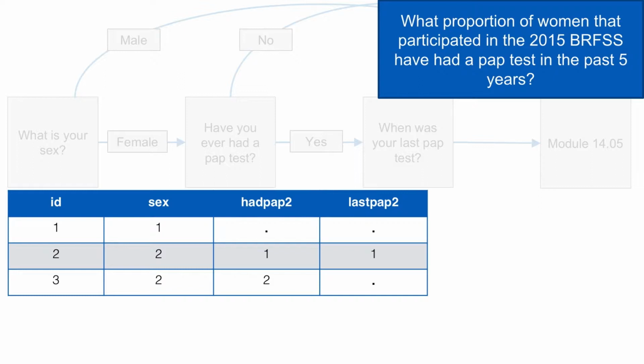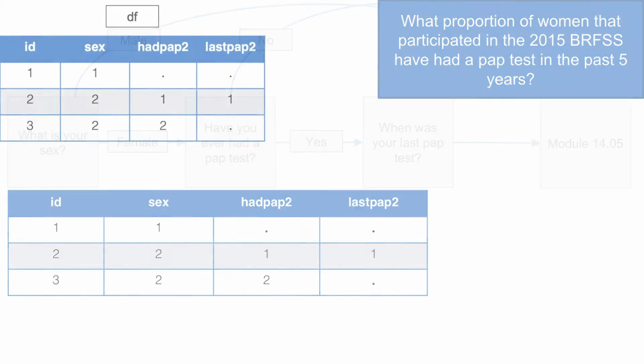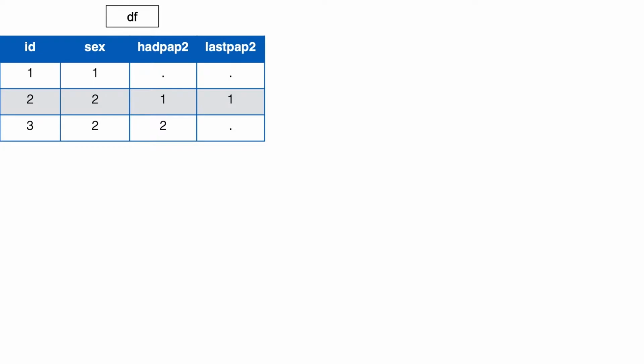Is there any other contextual information in the data that we can use in our analysis? Well, if participant 3 has never had a Pap test, then it stands to reason that she has not had a Pap test in the past 5 years. So, even though she has a missing value for last Pap 2, we have contextual information we can use to help us understand the timing of her last Pap test. Now we could go about incorporating this contextual information in many different ways. I walk through one of those ways here.